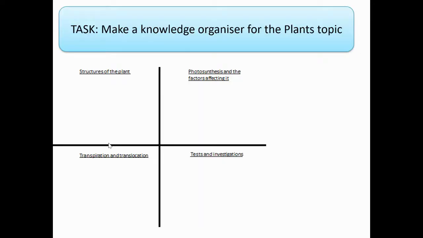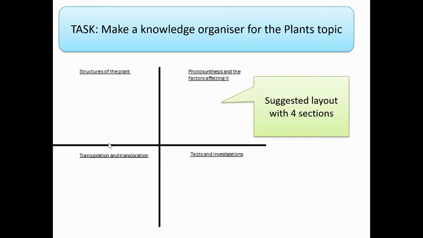Okay, first of all, making a knowledge organiser on the plants topic. I reckon the best way to do this is to split your page up into 4 sections. The 4 sections that I've chosen are structures of the plant, photosynthesis and the factors affecting it, transpiration and translocation, and the tests and investigations of this unit.